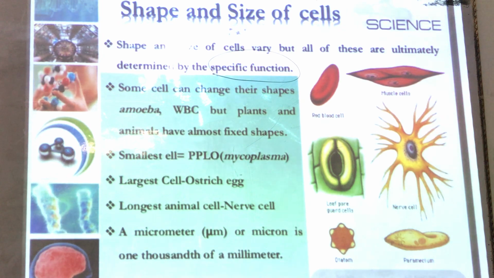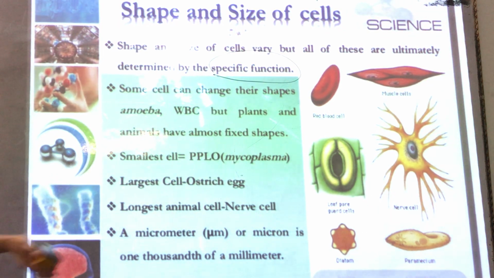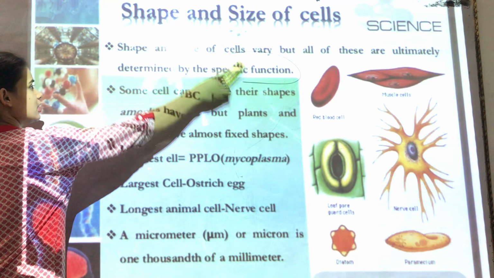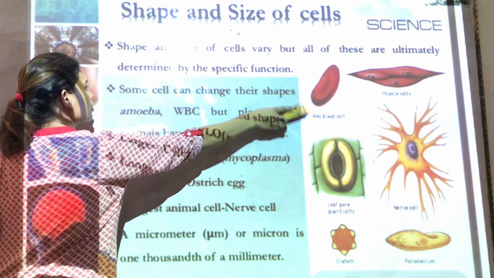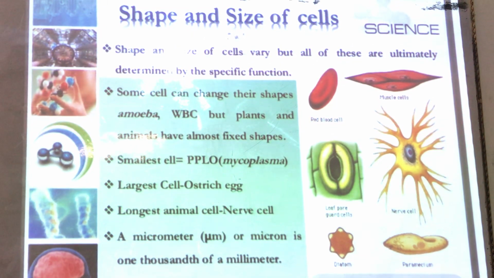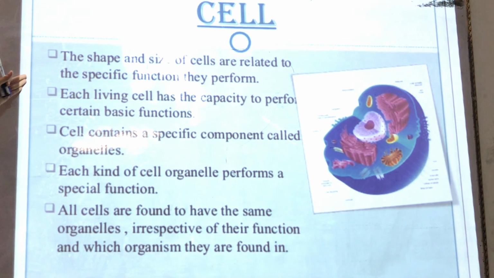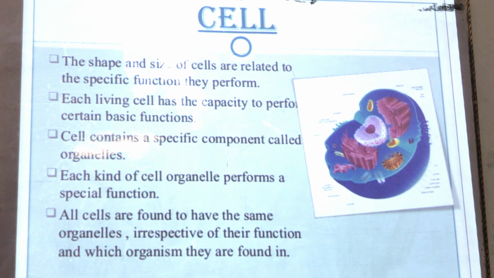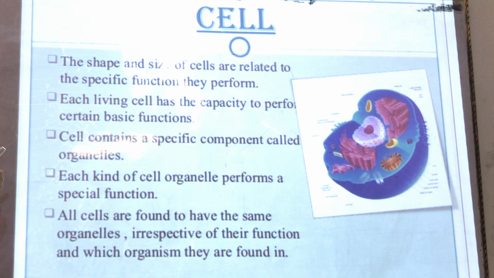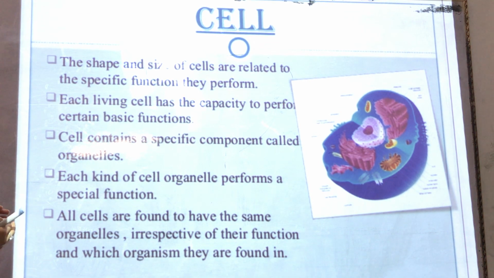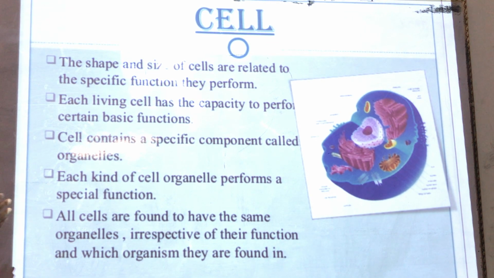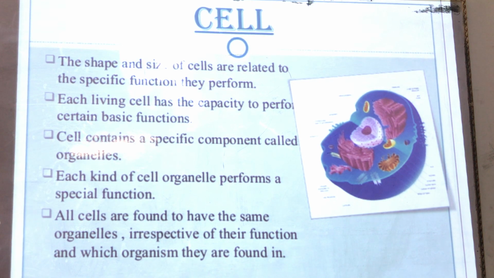So the shape and size of a cell depends on the specific function that they carry out. That is why their shape and size differ. Now, what is a cell? We have understood that the first point is the shape and size of the cell. They are related to the specific function they perform. Each living cell performs various functions.